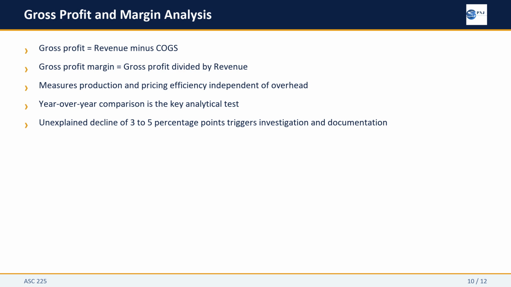The gross profit calculation itself is straightforward. Revenue minus COGS is gross profit; gross profit margin is that result divided by revenue. What makes it powerful is what it isolates: the relationship between price and production cost, stripped of all overhead, financing, and tax effects. Year-over-year comparison is the test that matters. Most people focus on the absolute number, but the trend is where the signal lives. Under PNJ Group guidance, an unexplained decline of 3 to 5 percentage points triggers investigation and documentation. That threshold exists because variances at that scale rarely happen without a reason.